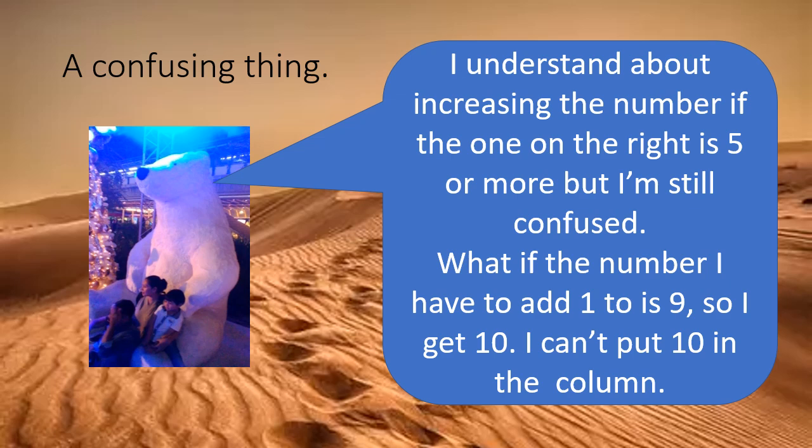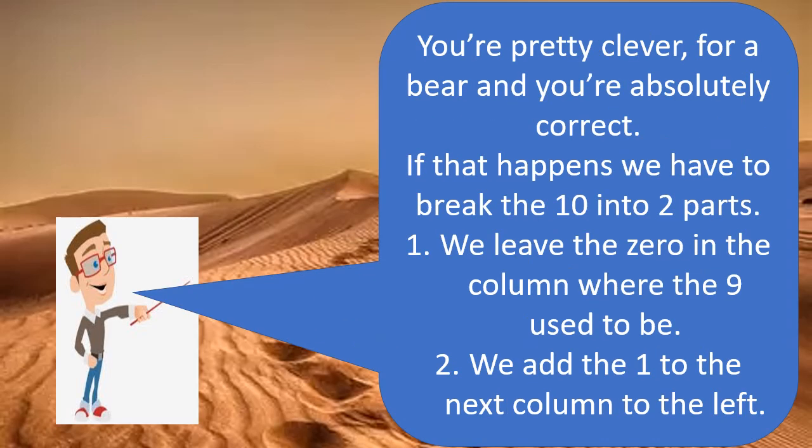Okay, a confusing thing. I understand about increasing the number if the one on the right is 5 or more, but I'm still confused. What if the number I have to add 1 to is 9? So I get 10. I can't put 10 in the column. Yes, you're pretty clever for a bear, and that's absolutely correct.